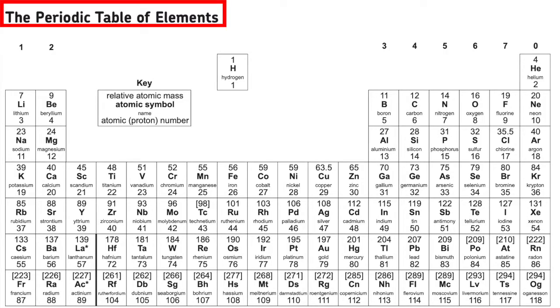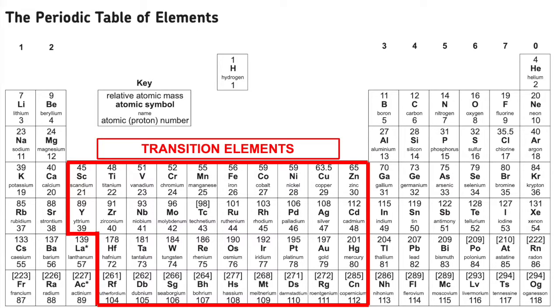This is the periodic table of elements, and between group 2 and 3 are the transition elements, also known as the transition metals.